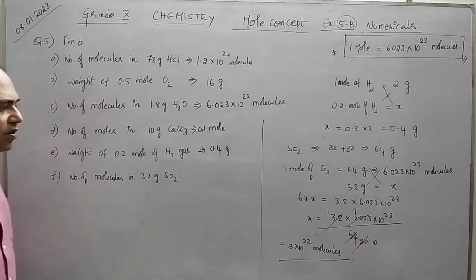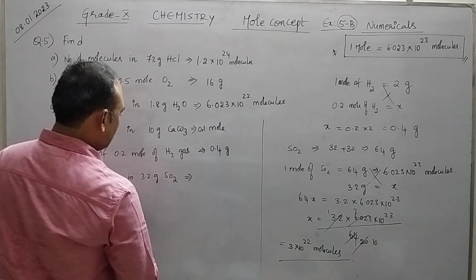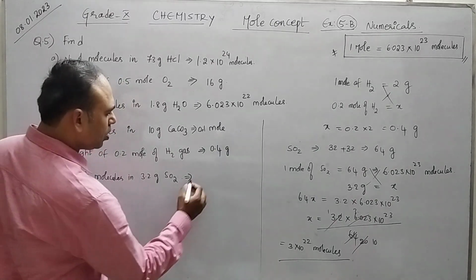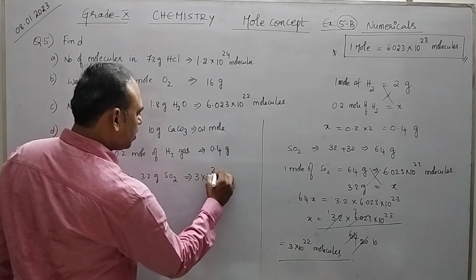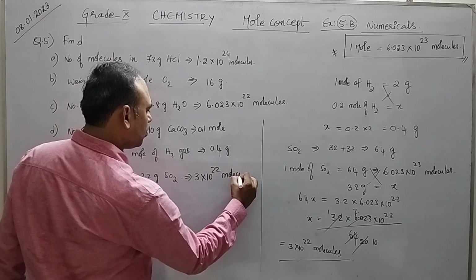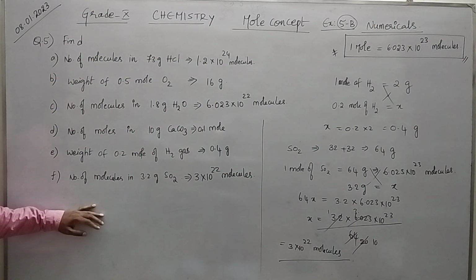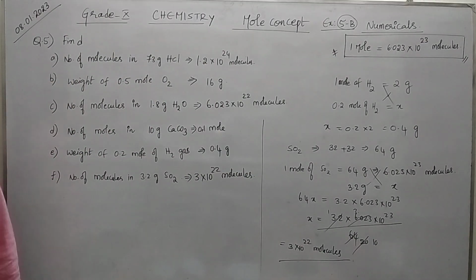Hope you have understood this. On calculating, you get for 64 gram, it is Avogadro number. For 3.2, it is nothing but 3 into 10 to the power of 22 molecules. Hope you have understood this. Now let us move to question number 6.